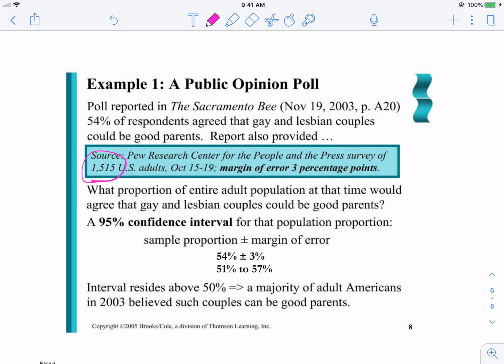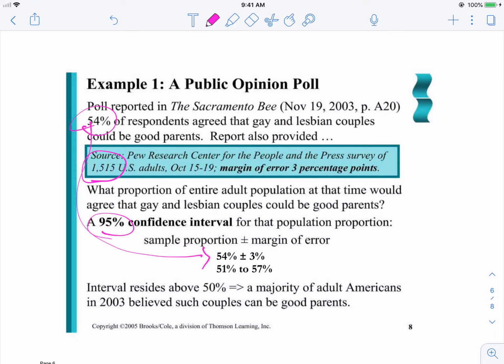So, what proportion of the entire adult population at that time would agree that gay and lesbian couples could be good parents? Well, with that 95% confidence interval, okay, if we were to calculate this, that we take that proportion of 54%, that goes right there at the center of the curve, okay? And a 3% margin of error, 3 below would be 51, 3 above would be 57. So what you're saying is that you're 95% confident that in the entire population of U.S. adults at that time, in 2003, thought that gay and lesbian couples could be good parents.